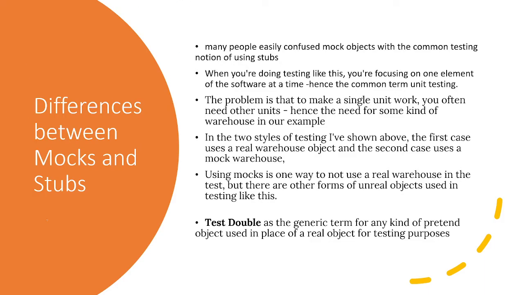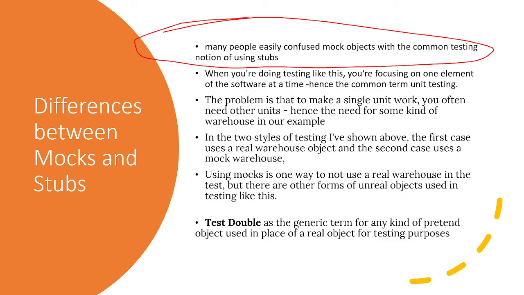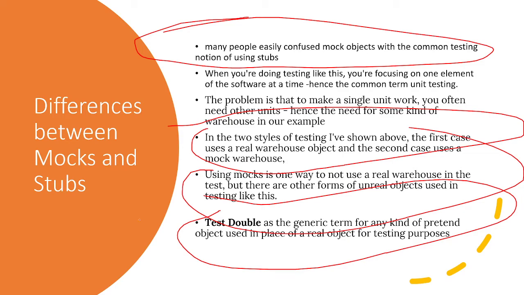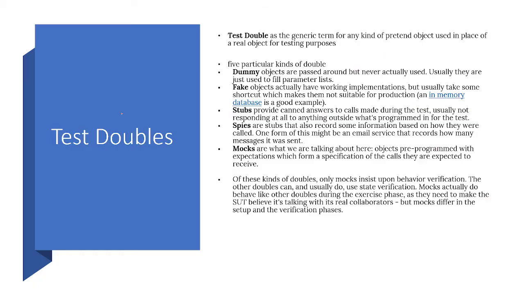The differences between mocks and stubs: many people get easily confused between mocks and stubs. When you're doing tests like this, you're focusing on one element of the software, hence the common term unit testing. The problem is that to make a single unit test work, you often need other elements, hence the need for some kind of warehouse. In our example, this is like the tool style test we talked about using mocks. Test doubles are generic terms for any kind of pretend object used in place of real objects.